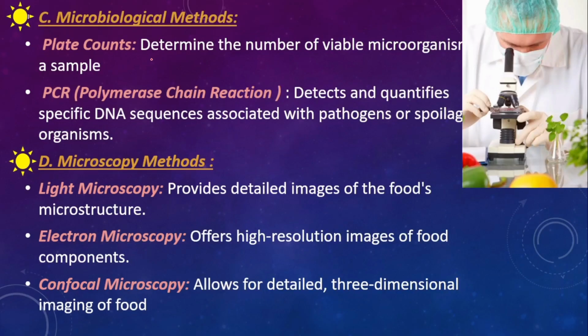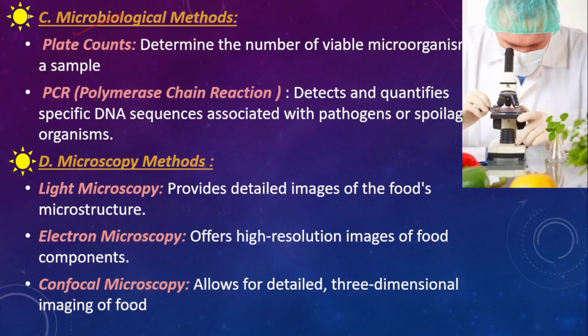In the types of methods for food analysis, we have subjective, objective and others. In subjective, we have completed the organoleptic. In objective, we have completed the physical, chemical methods of food analysis. Now, we are going to see the microscopic and microbiological methods.